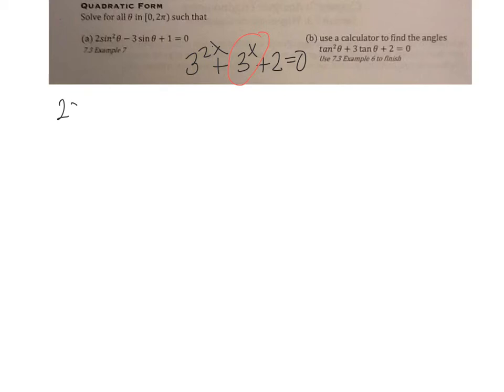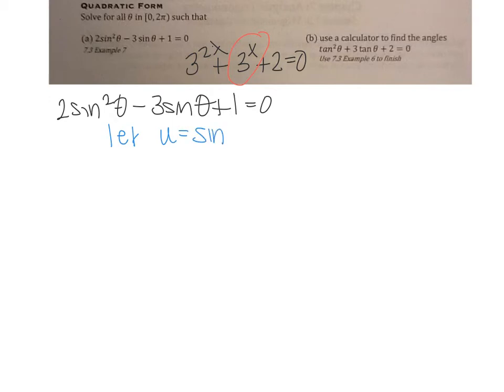So I'm just going to rewrite my function. And you know what? It might be that you can see the factoring right in the equation without substituting. So you can skip this part, but I'm going to let u equal the sine of theta. And I'm going to rewrite this as 2u squared minus 3u plus 1 equals 0. So that might help you see the factoring piece a little easier. Oopsie, that's not going to be a plus, that's going to be a minus. 2u minus 1 and u minus 1 equal to 0.